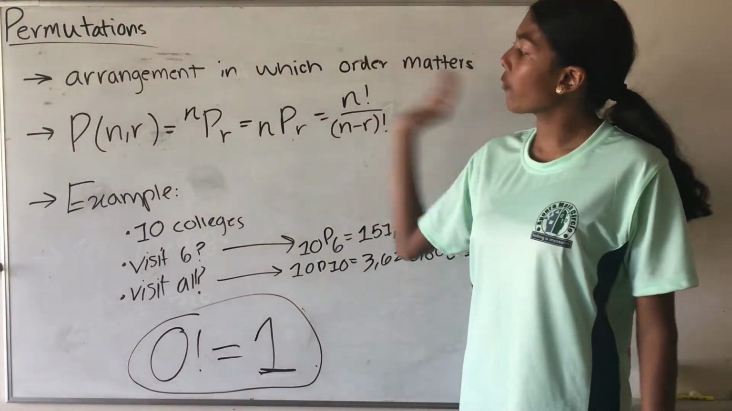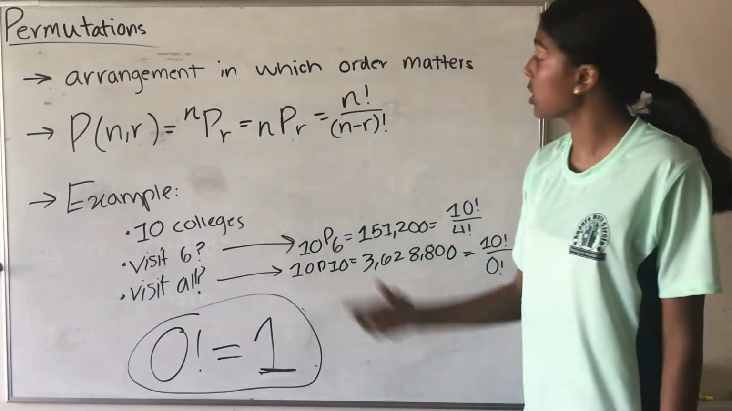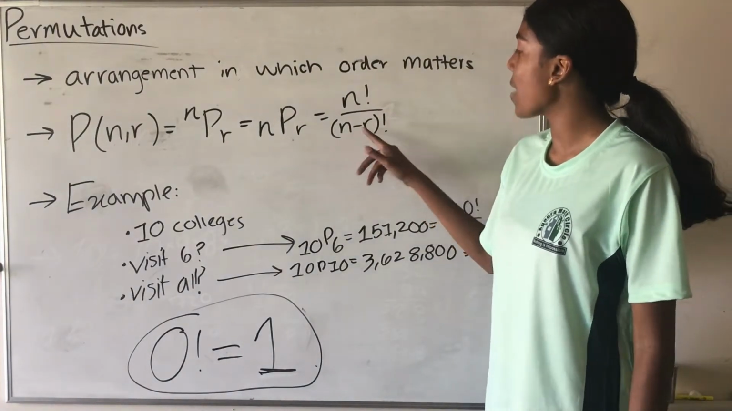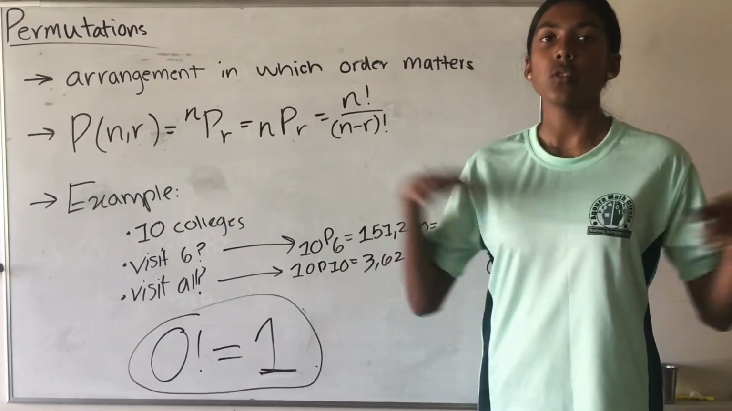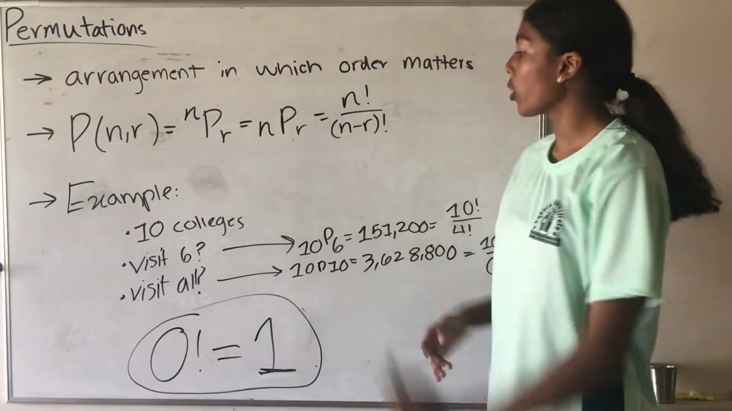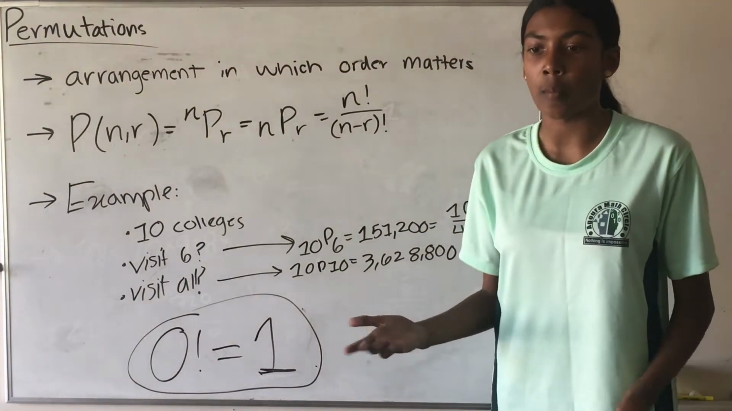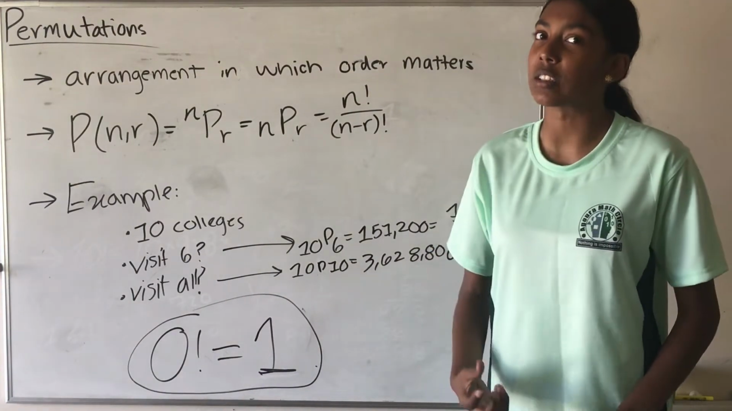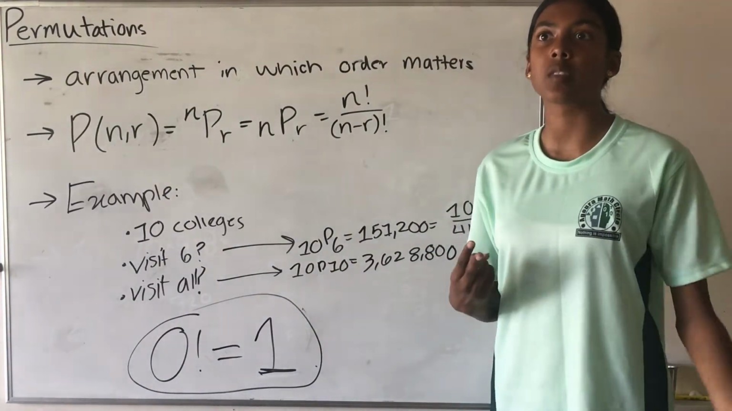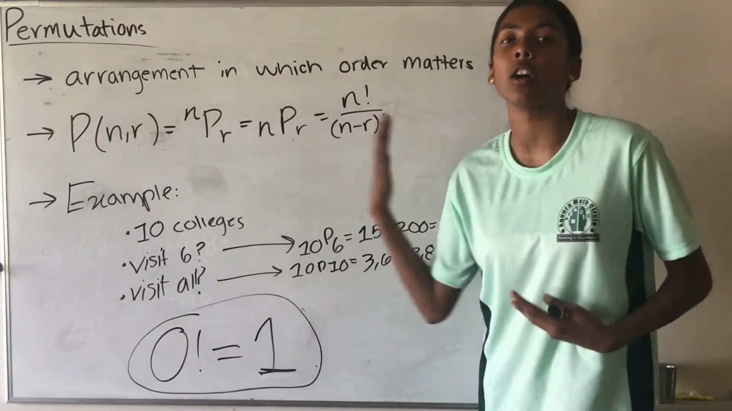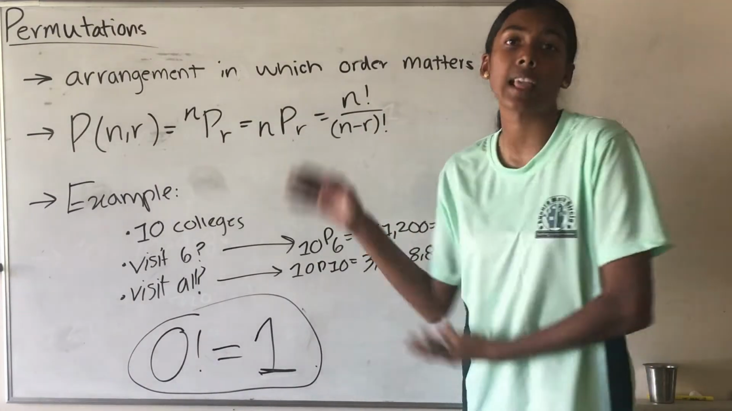And then the formula for finding the number of permutations is n factorial over n minus r factorial. So an example of this is, let's say you're applying to college and you want to visit 6 of them. How many ways can I visit 6 of them? First of all, you have to choose 6 of them. Second of all, you have to order what college you're going to go to first and second, and so on.